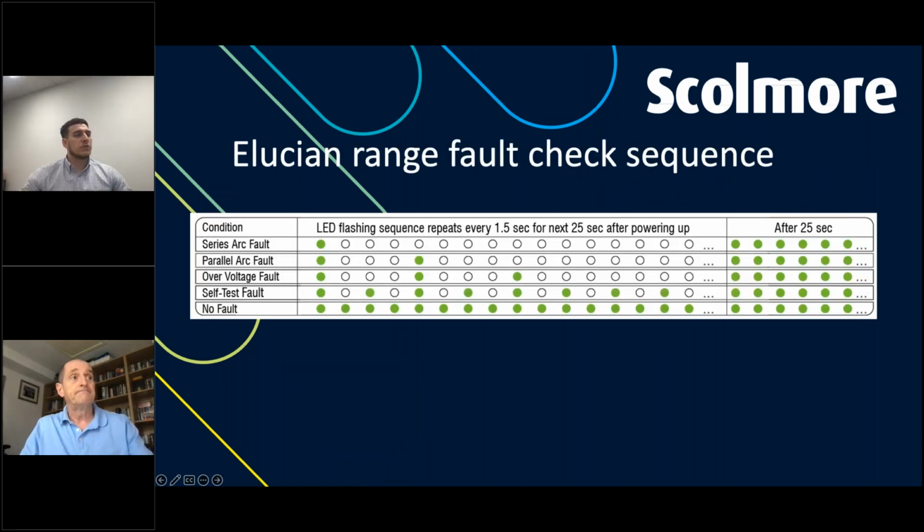Yeah. Now, when it comes to the fault check sequence, some of you may have seen the device a few slides back. You can see that it's got a little indicator there, and that indicator is set up for telling you what types of faults exist within that arc fault detection device. It is the same button that you press to test the RCBO side of the device, but you will see a sequence, as you can see on the screen now. So it does cover the series arc fault and the parallel arc fault. You'll notice that it's got an over voltage fault on there as well, which I'll come on to in a second. You've got self-test fault, and then you've got no fault.